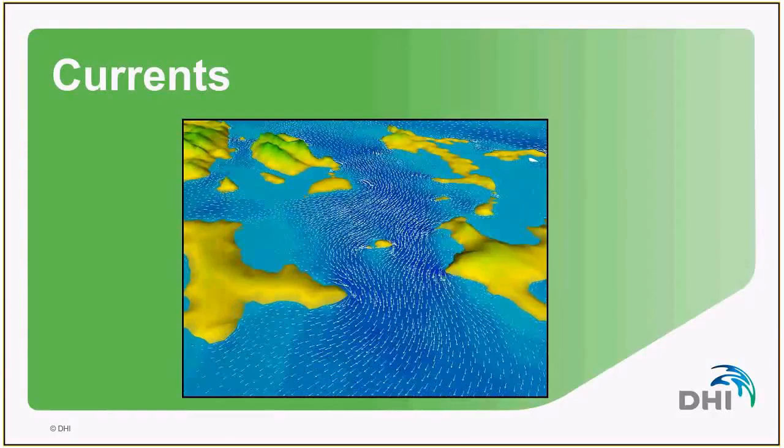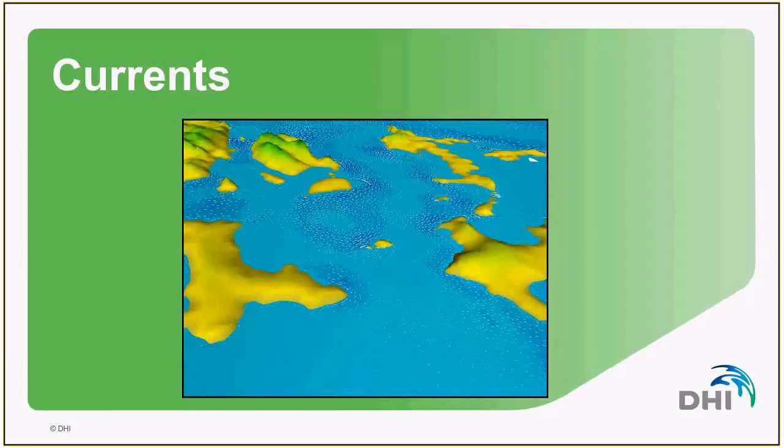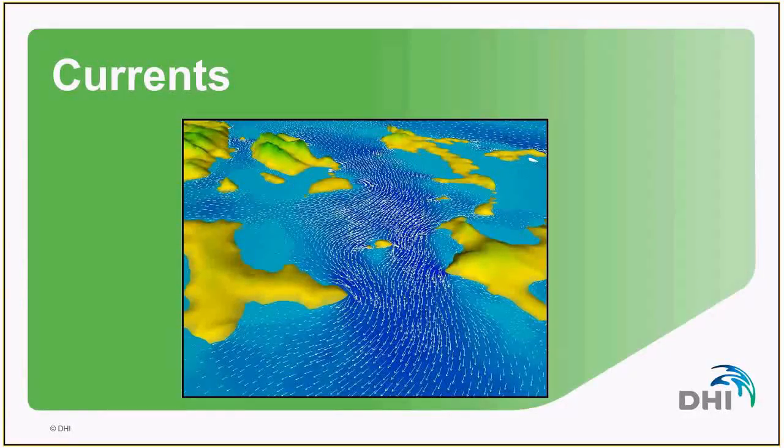So now we've looked at the wave. Let's have a look at another important parameter for the sediment transport, which is coastal currents. The currents can be divided into ocean currents and nearshore currents, but in our case, it's only nearshore currents that have an influence on the coastal processes.